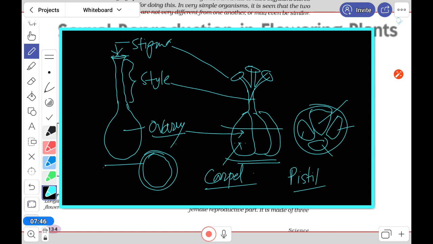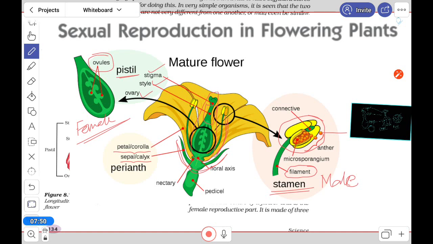All right. Another thing which is not in your book but is here is perianth. Just know that when petal and sepal are unified in some cases, then it is called perianth.